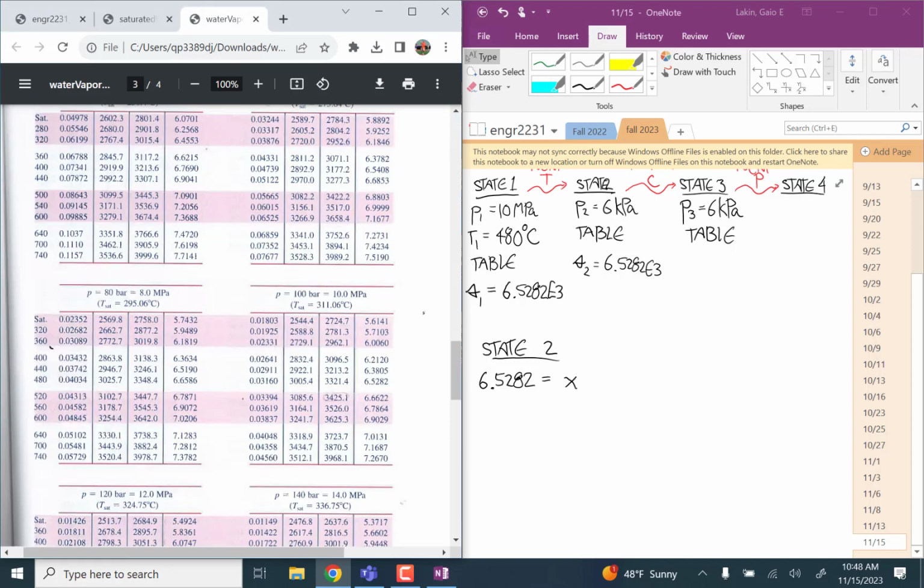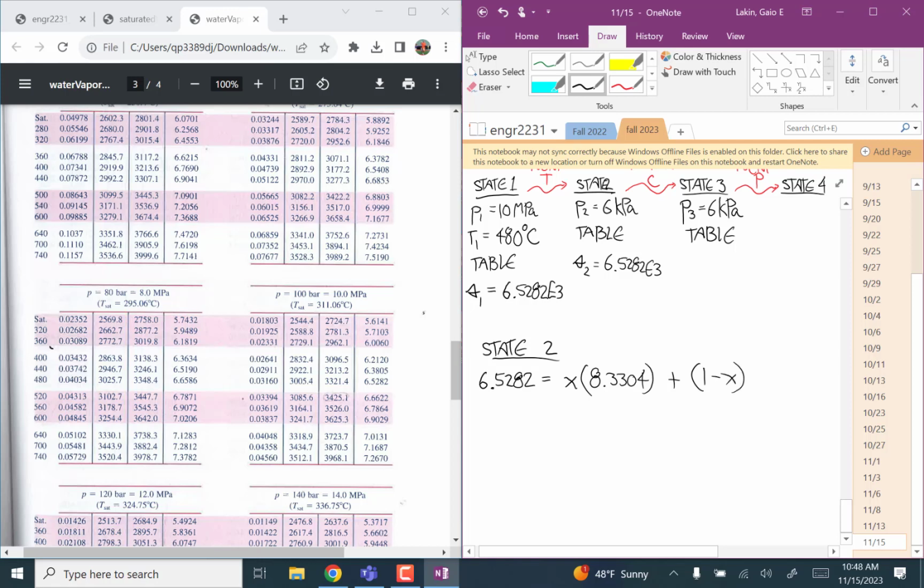State 2. So do you have the one for the saturated vapor? Yeah, saturated vapor would be 8.3304. Okay. And then the liquid is 0.5210. And so from that you can calculate the quality. And do you have the quality? 0.769. Okay.